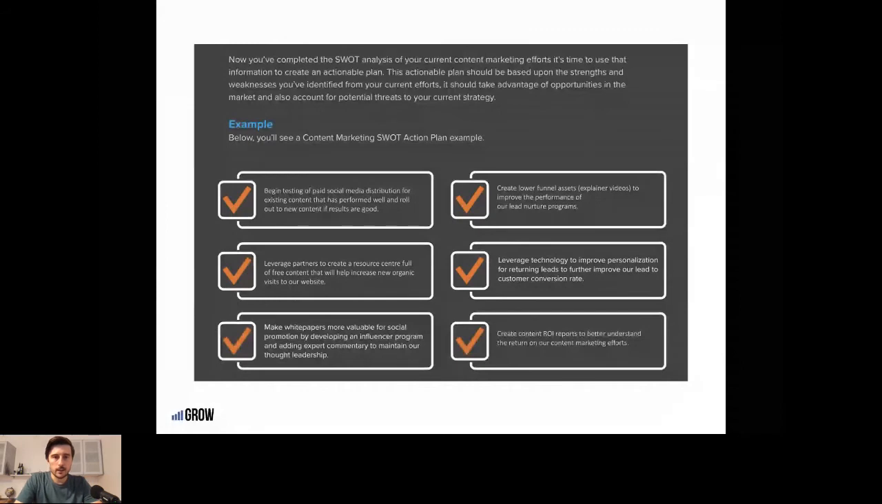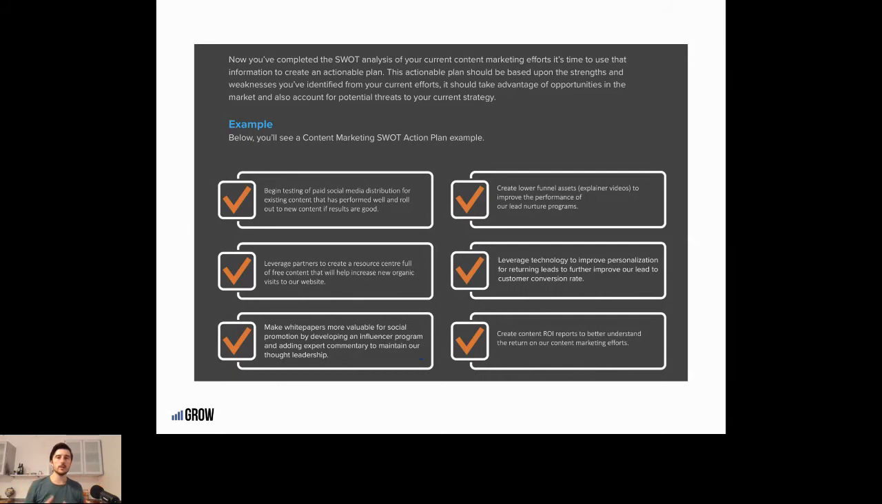Now, after the SWOT analysis, we're creating a content marketing action plan. We basically write things down into action, right? We create lower funnel assets, explainer videos to improve the performance of our lead nurturing programs. Leverage partners to create a resource center full of free content that will help increase new organic visits to our website. Or create content ROI reports to better understand the return on our current marketing efforts. Or make white papers more valuable for social promotion by developing an influencer program. So give incentives to influencers in this case.